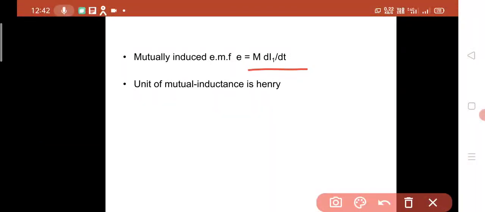Next, the mutual induced EMF. The mutual induced EMF is equal to M into di1 by dt. Here M is the constant, denoted by the letter M, and it is called mutual inductance. The unit of mutual inductance is Henry.